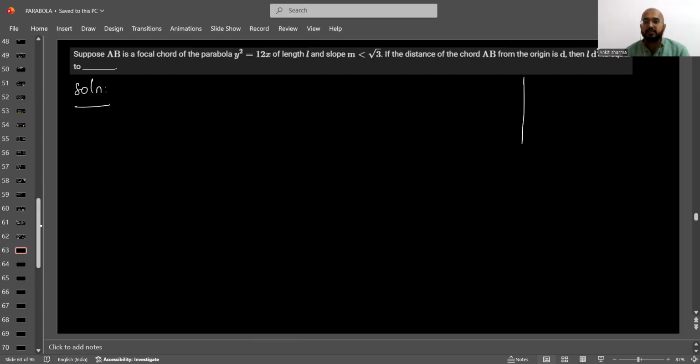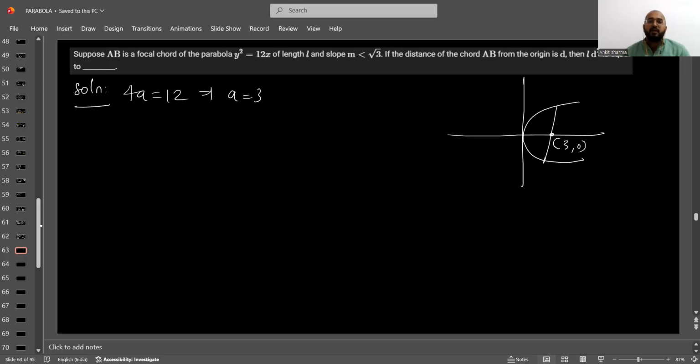So again, let's discuss this. I have here y square is equal to 12x. This is my parabola, and I have the focal chord. The focal chord is passing through the focus, of course. 4a is equal to 12, so from here I get a is equal to 3. So this point would be 3 comma 0. Now, this is making some angle, which is better because we can use this concept, because they have given the length and everything is going to be used.